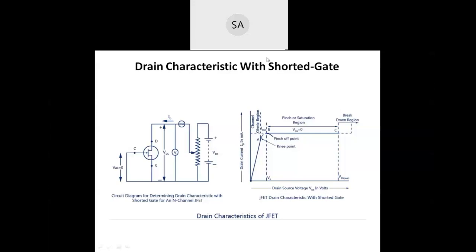So what is the pinch off voltage? What is the definition of the pinch off voltage? It is the value of VDS at which the channel is pinched off. All the free charge carriers from the channel are removed. The point where the channel is pinched off, that potential we call the pinch off voltage. The drain resistance is the ratio of change in the drain to source voltage to change in drain current at constant gate to source voltage.